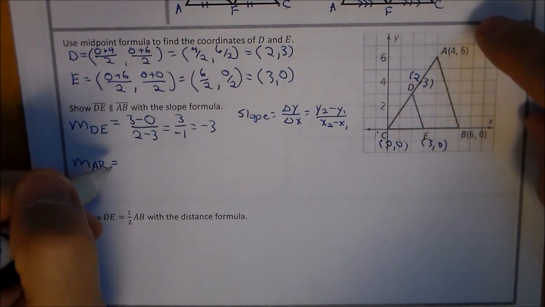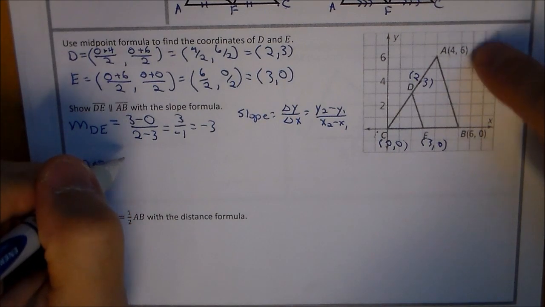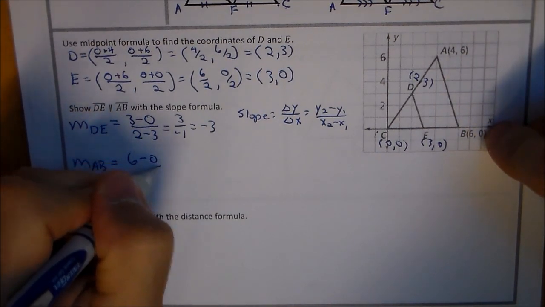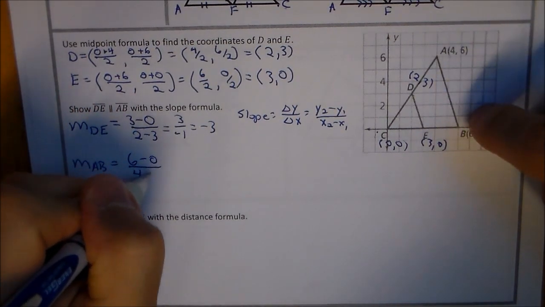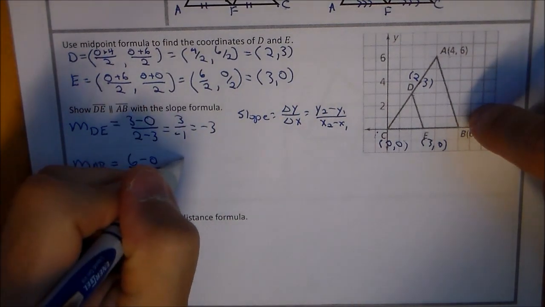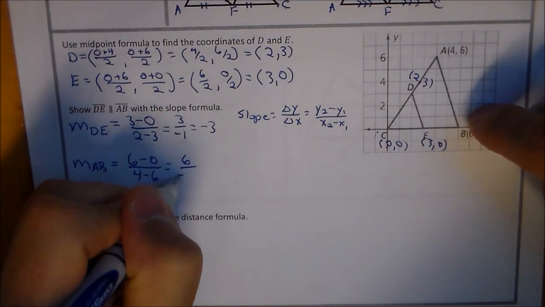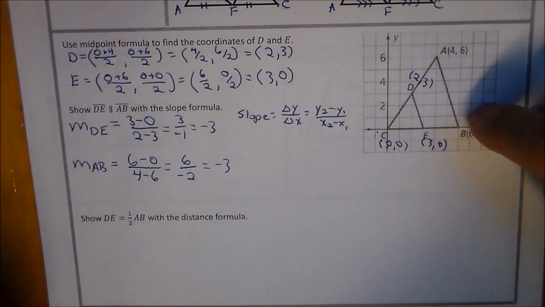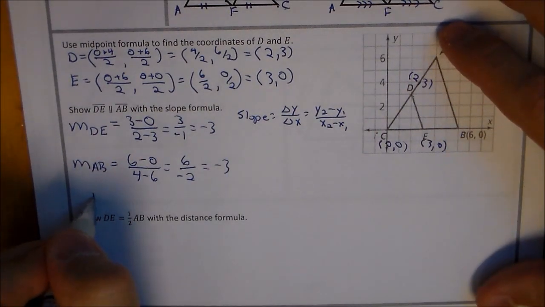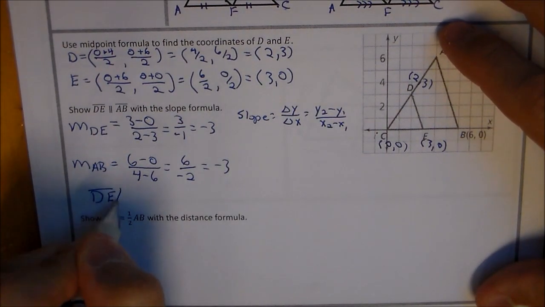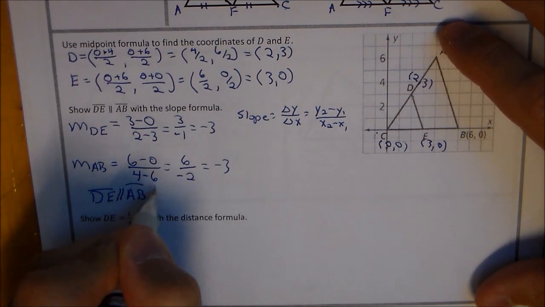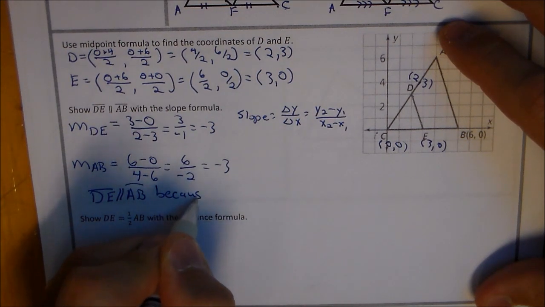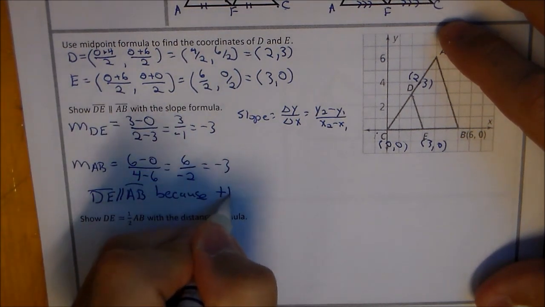From A to B, I'm going to start at A and go to B. So I'm going to go 6 minus 0 for my y values, and 4 minus 6 for my x values. That gives me 6 over negative 2, which is negative 3. So now we can say that DE is parallel to AB because their slopes are equal.